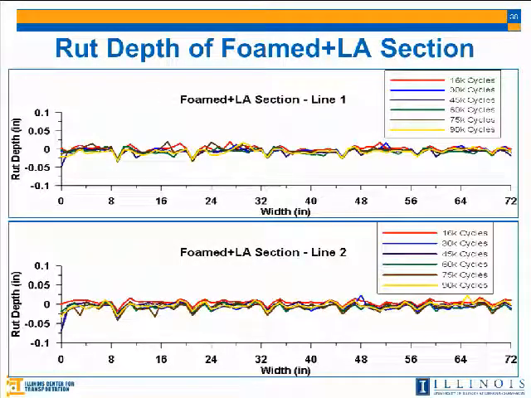This is the foam with liquid anti-strip sections. We have run only 90,000 cycles, and still no significant rutting whatsoever seen so far.